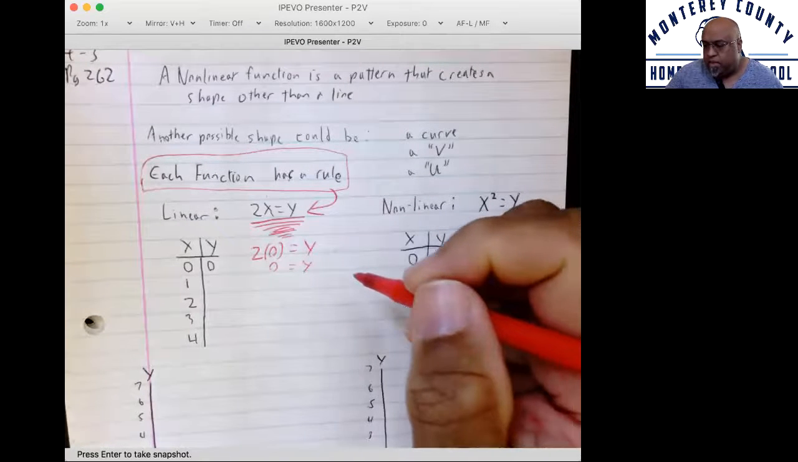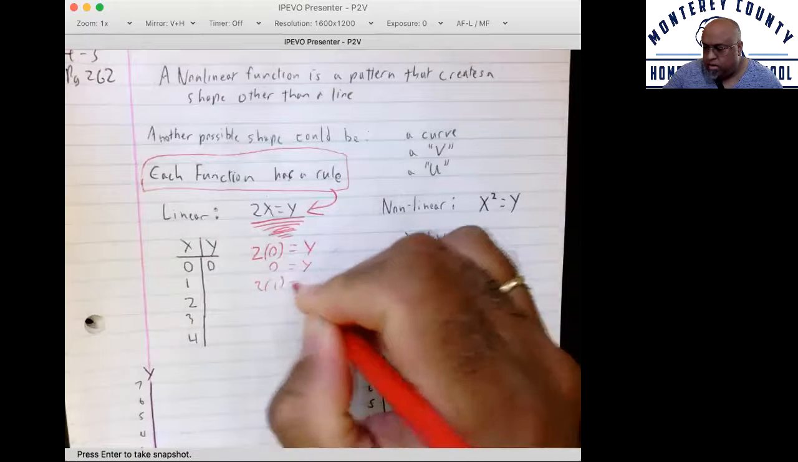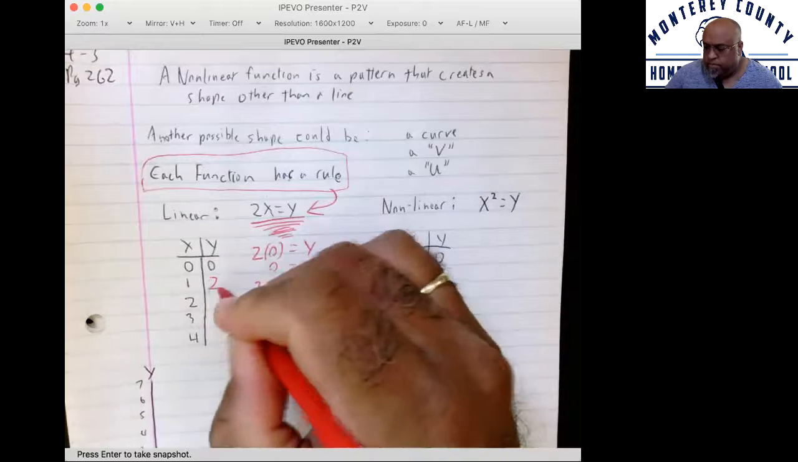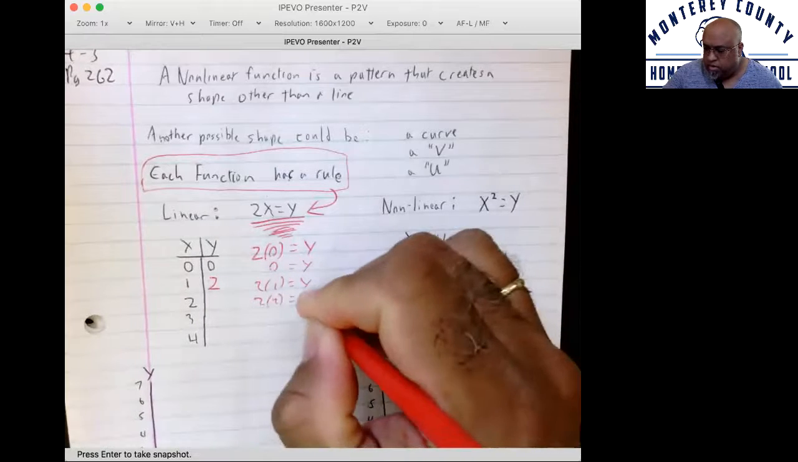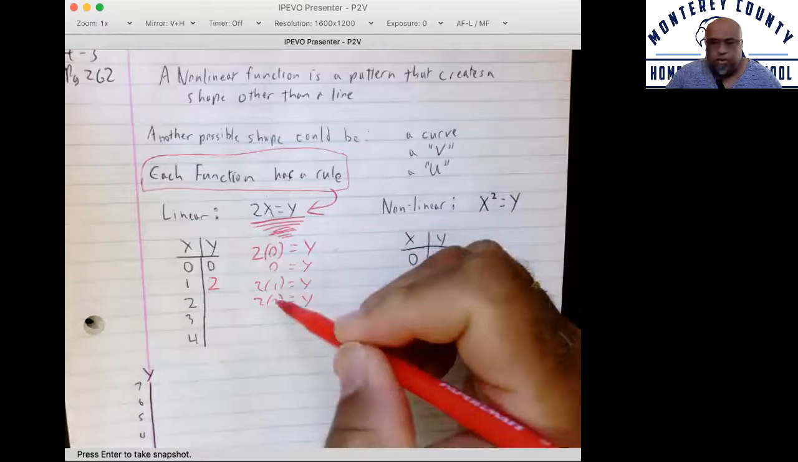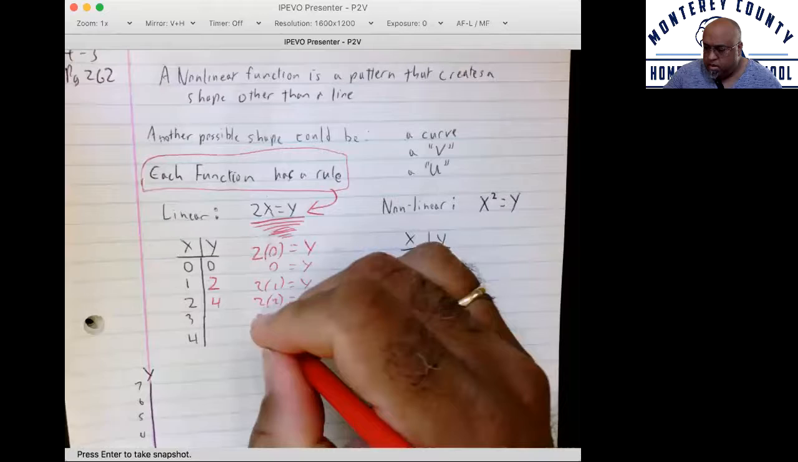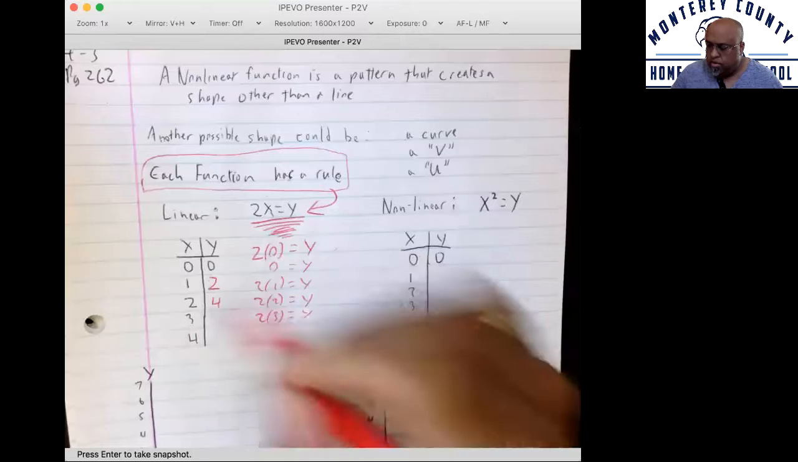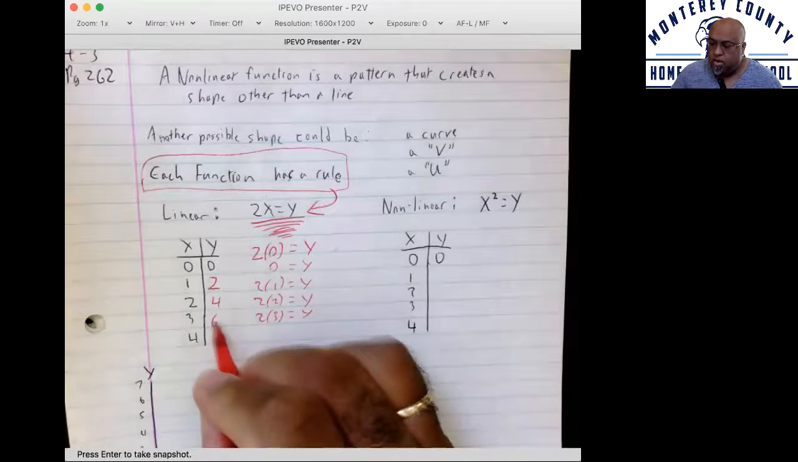Now, if we do the same thing using 1, we say 2 times 1 is equal to y. So 2 times 1 is 2. Now let's do 2. 2 times 2 is equal to y. So what's 2 times 2? That would be 4. And then 2 times 3. If x is 3, we substitute 3 for x. 2 times 3 is 6.